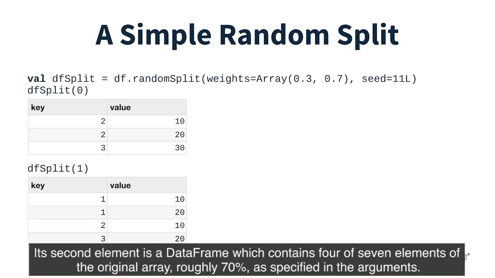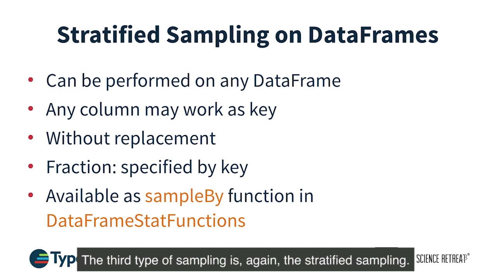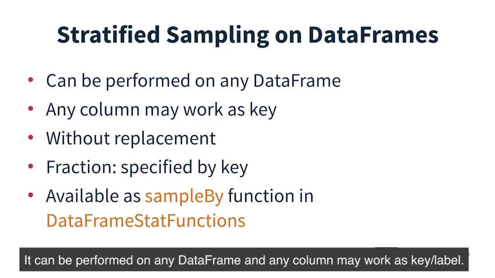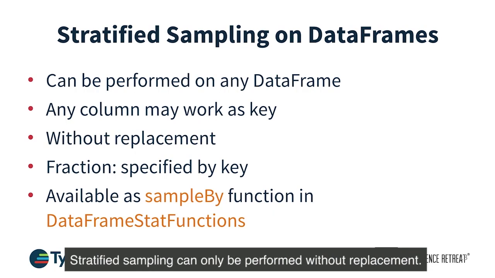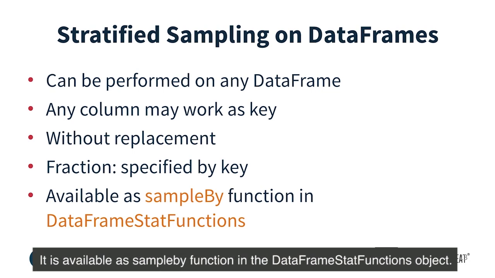The third type of sampling is again the stratified sampling. It can be performed on any data frame and any column may work as a key label. For each key, it may be specified a corresponding expected fraction of elements to be drawn that are associated with that particular key. Stratified sampling can only be performed without replacement. It is available as sample by function in the DataFrames stat functions object.